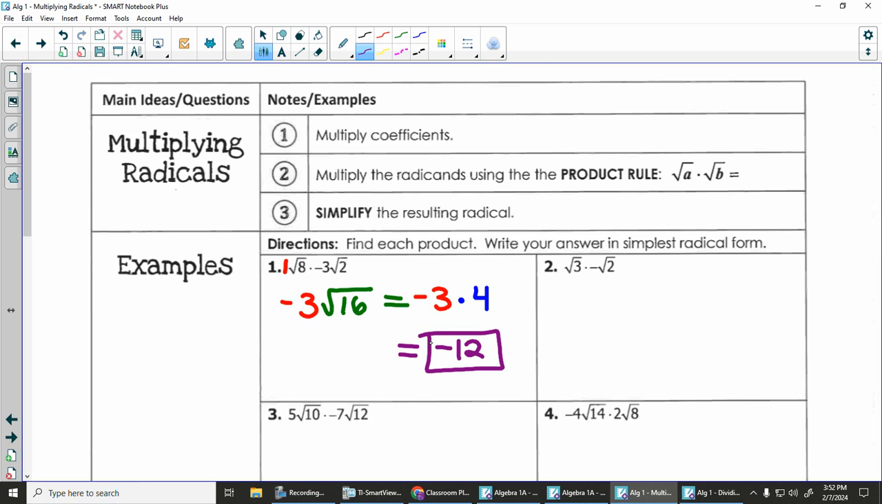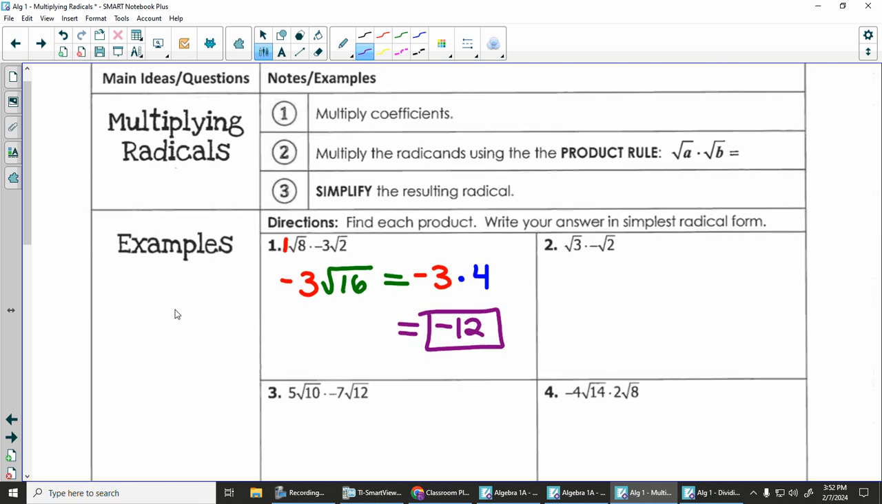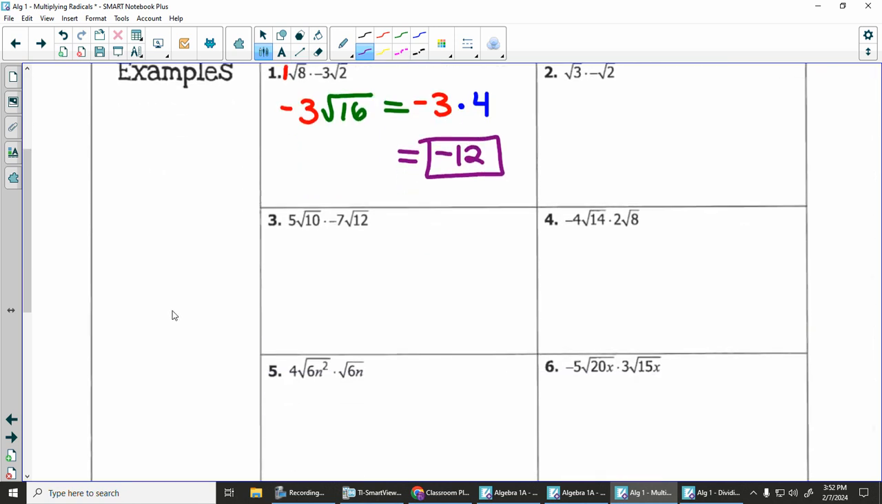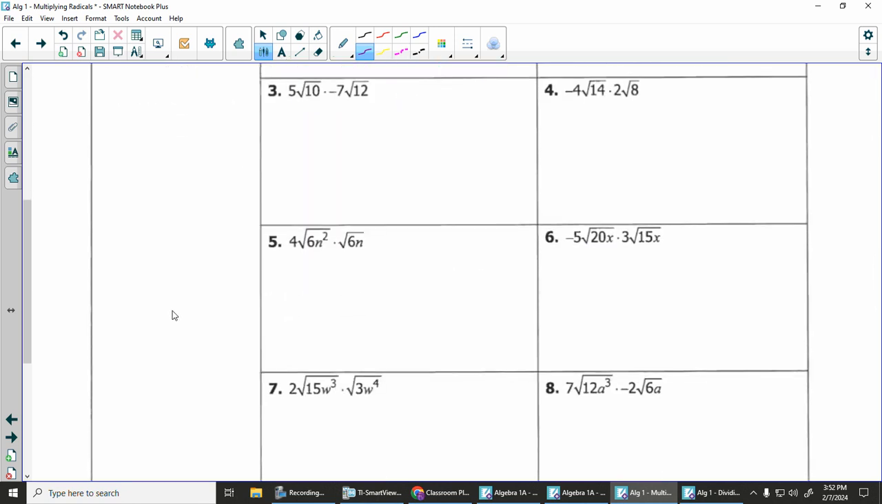Okay? So let's take a look at another one. Let's work our way down. So let's take a look at number 3. All right, so again, we start by multiplying the coefficients in front. So we have a 5 and a negative 7. 5 times negative 7 is negative 35. Then we multiply our radicands. 10 times 12, that's going to be 120. Okay, so the actual multiplication is over.